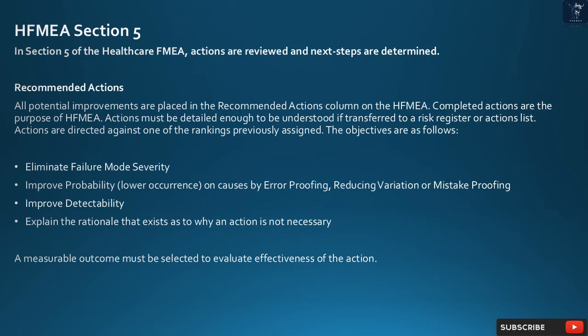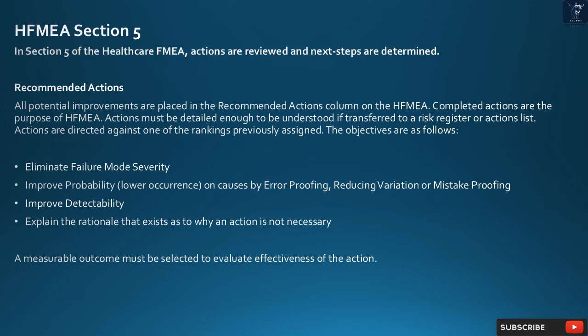HFMEA Section 5. In Section 5 of the Healthcare FMEA, actions are reviewed and next steps are determined. Recommended actions. All potential improvements are placed in the recommended actions column on the HFMEA. Completed actions are the purpose of HFMEA. Actions must be detailed enough to be understood if transferred to a risk register or actions list. Actions are directed against one of the rankings previously assigned. The objectives are as follows: eliminate failure mode severity, improve probability, lower occurrence on causes by error proofing, reducing variation, or mistake proofing, improve detectability.